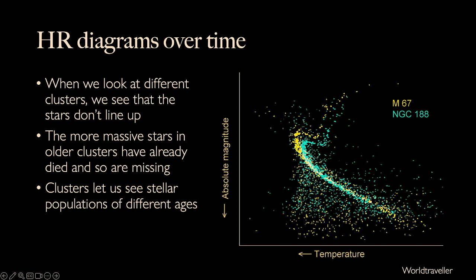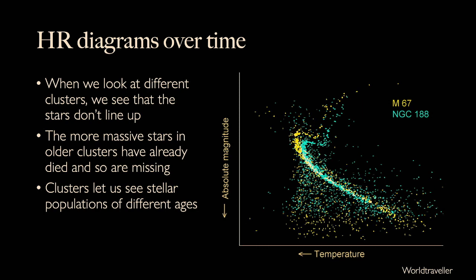And likewise, some of the stars in M67 that are a little bit further down the main sequence, at the age of NGC 188, would become the giant population in that cluster. So what we're really able to do is, clusters let us see stellar populations of different ages. And so now we have a time component to how these stars evolve over time.